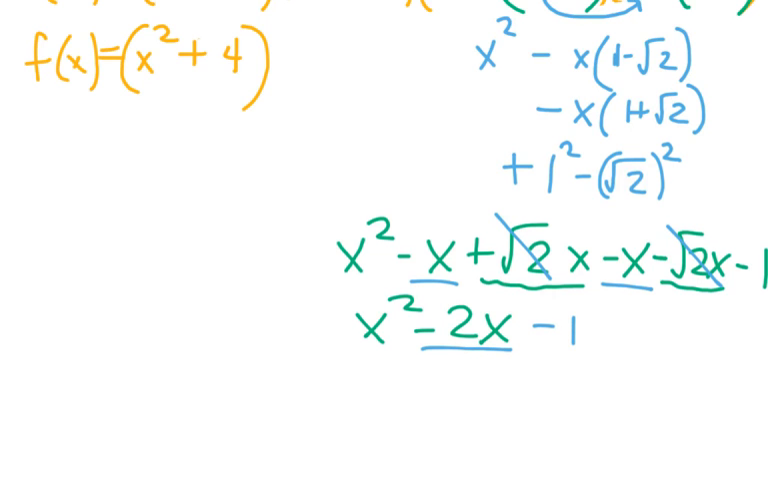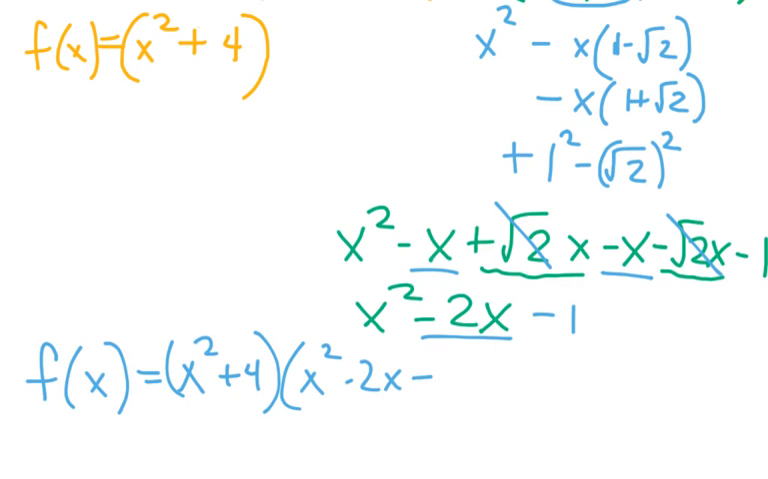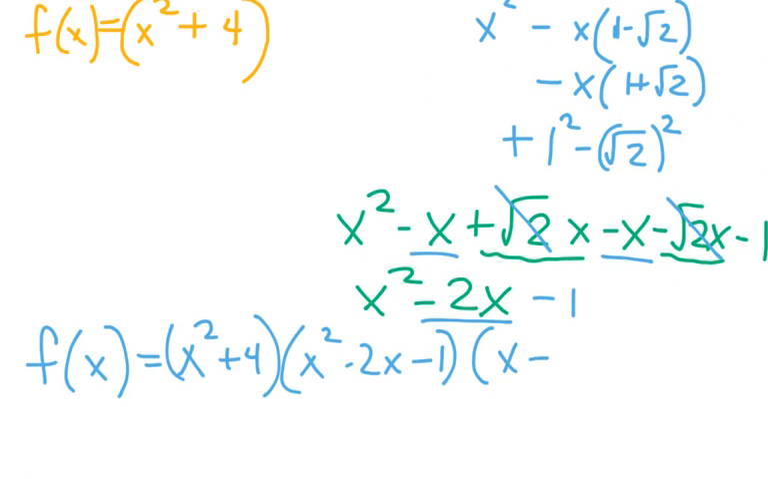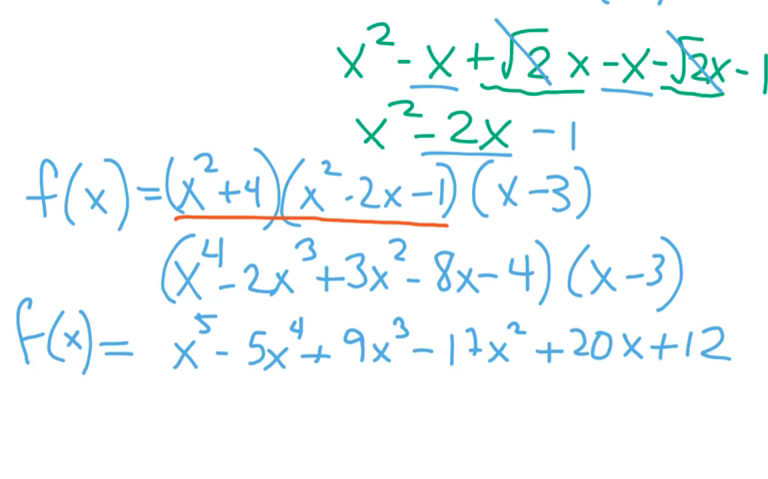So that was a pretty tricky example, but I wanted you to see it. Let's come down here again. f of x equals x squared plus 4 times x squared minus 2x minus 1, and let's not forget our x minus 3 times x minus 3. Further multiplying, I multiplied x squared plus 4 times x squared minus 2x minus 1 and got this long polynomial, and then I'll do the last multiplication, and here's my final answer.